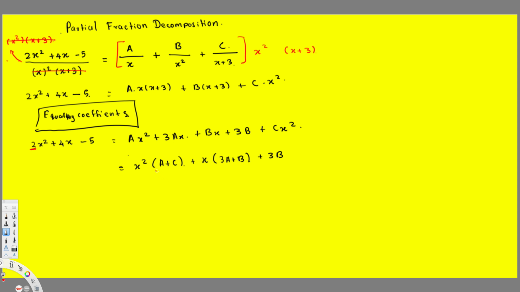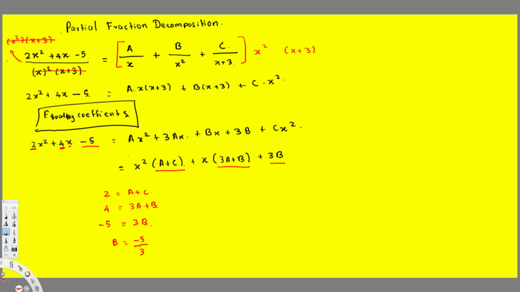So this is equal to this, and this one is going to be this 4 value, I'm going to equate to this one, and 3b is equal to this value. So let's put all the values. We know 2 is equal to a plus c, then 4 is equal to 3a plus b, and the last one, minus 5 is equal to 3b. From this, the first one has 2 unknown variables, the second one 2 unknowns, and the third one we only have 1 unknown, so we can find that one. That's going to be b is equal to minus 5 over 3.